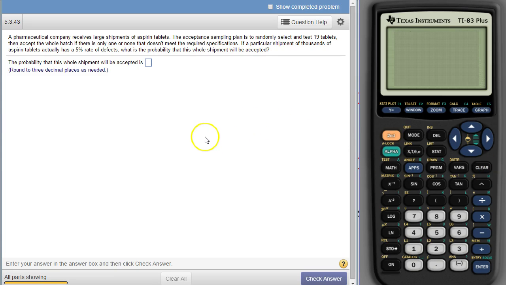Hey, 6th class, this is another homework problem from your final exam review. This is from chapter 5. And in it we are doing a binomial probability.